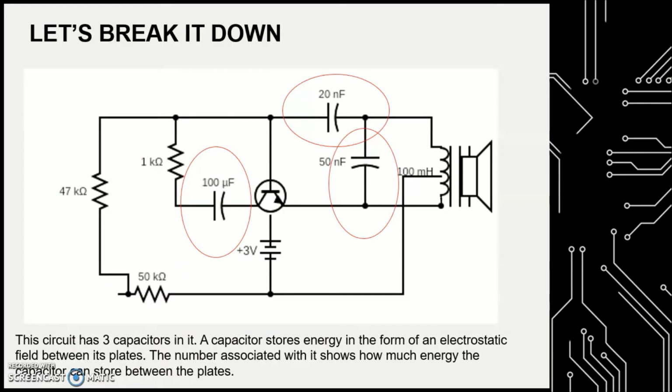It also has 3 capacitors in it. A capacitor stores energy in the form of an electrostatic field between its plates. The numbers with it show how much energy the capacitor can store between the plates.